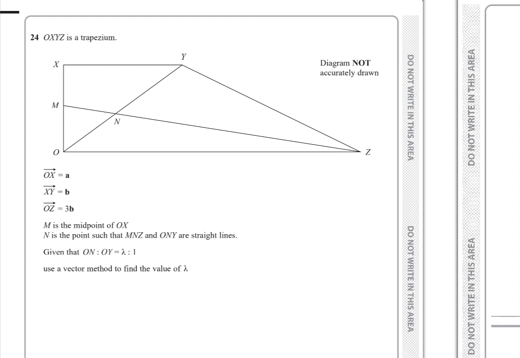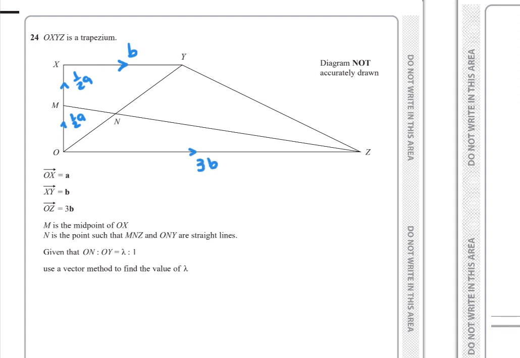First, label the vectors you have. OX is vector a and M is the midpoint, so OM is half a and MX is half a. XY is vector b and OZ is vector 3b.